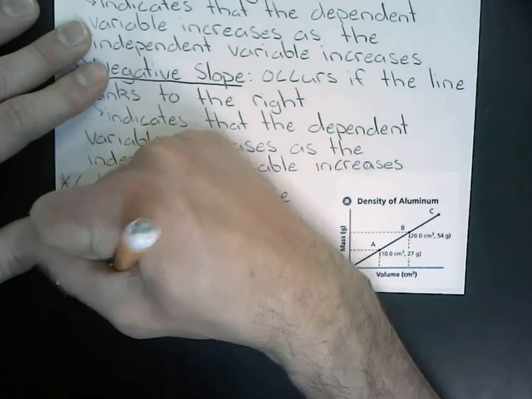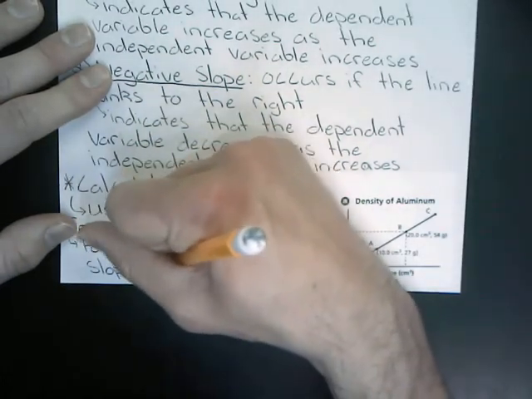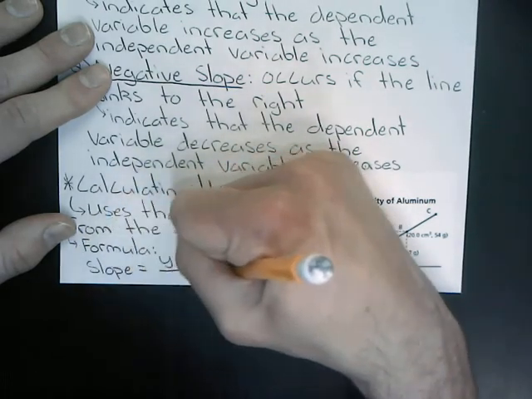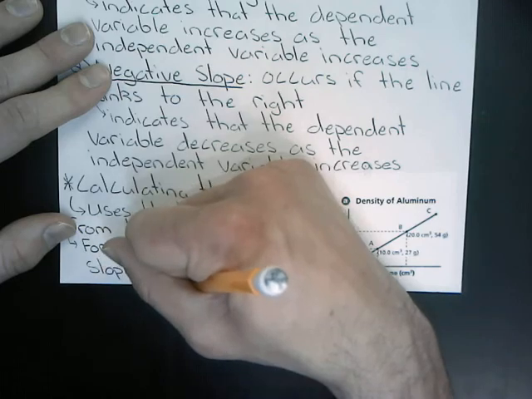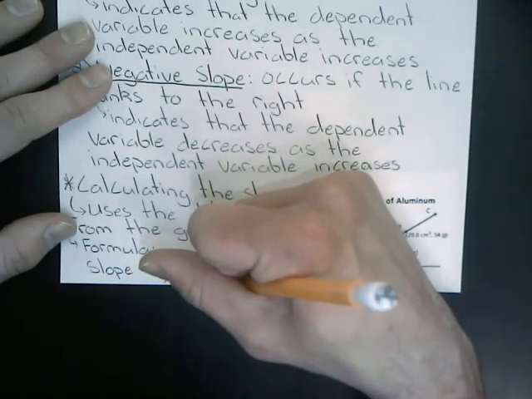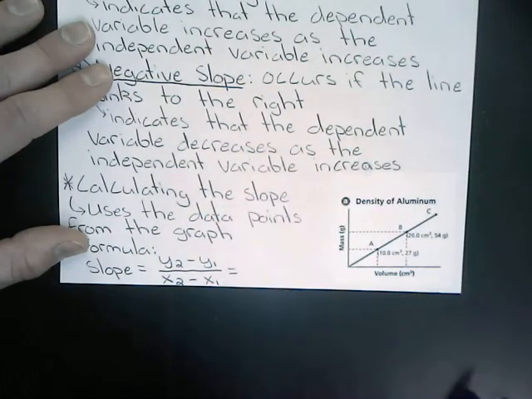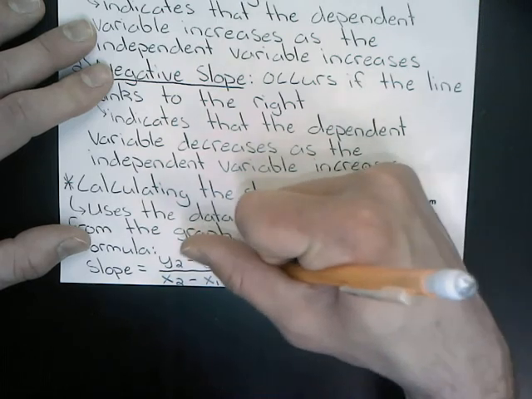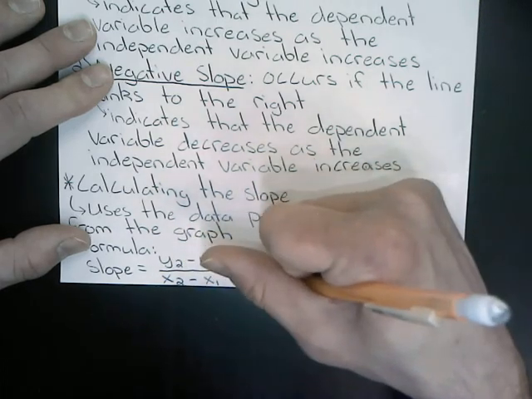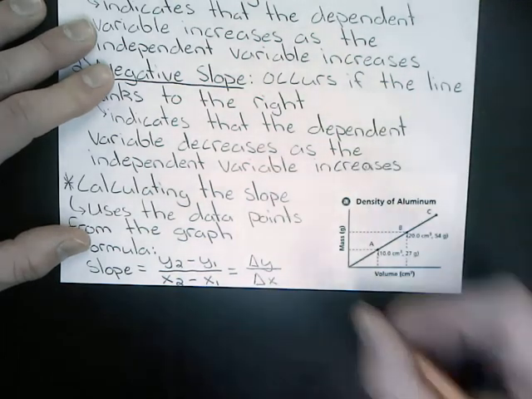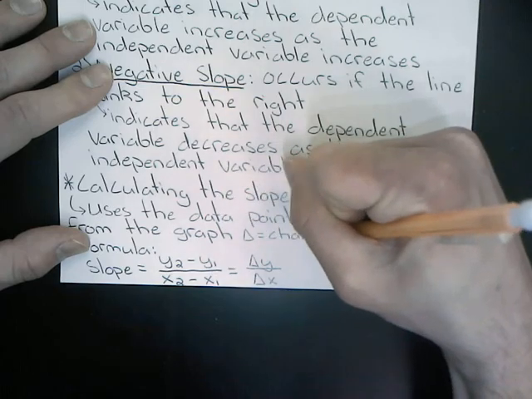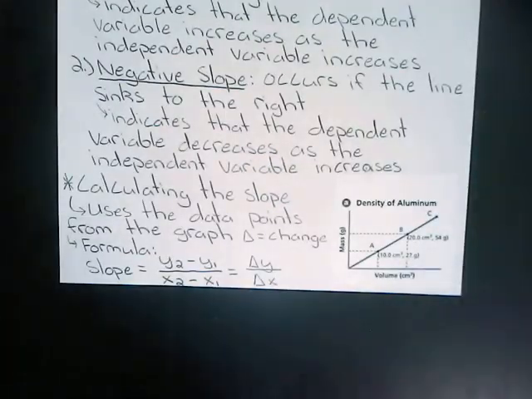And so that formula for the slope is: the slope is equal to the second y point that we pick minus the first y point, all divided by the second x point minus the first x point. Now, in science, we like to simplify that, and we have the triangle here that represents change in y over change in x. And again, the triangle represents change. So change of y over change of x.